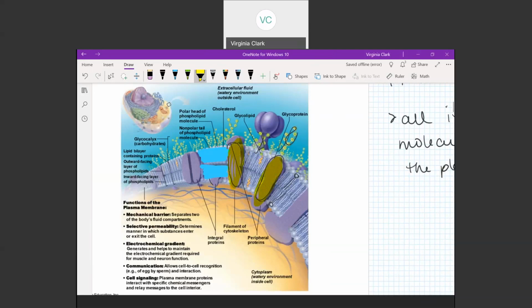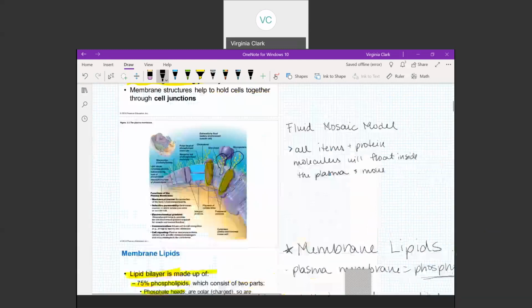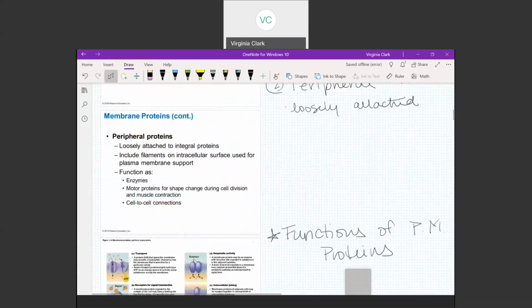Here is my glycoprotein. See that sticky sugar? That is sticking out the top of my protein. That makes it a glycoprotein. Here is my sugar. He is attached to a lipid, so that makes him a glycolipid. So you can see how you have your phospholipids, your proteins, and then your sugars, and that makes up the plasma membrane. So use that to go back and understand how all these things work.